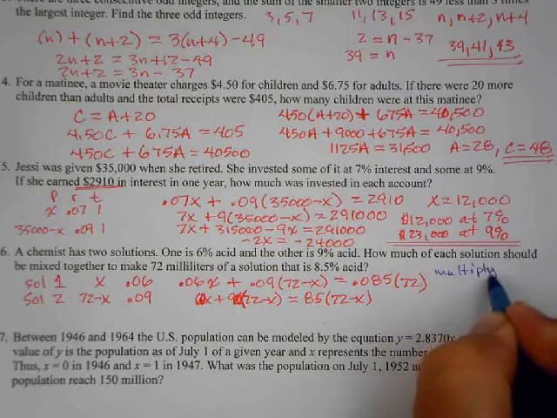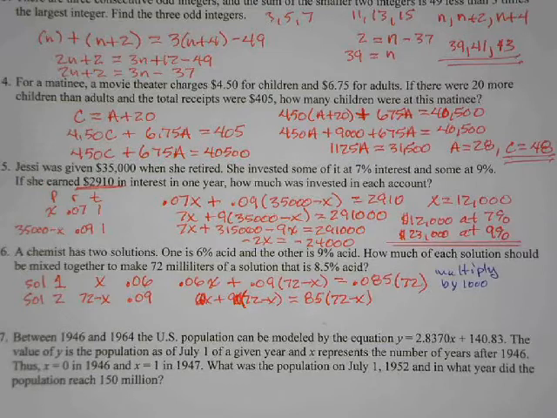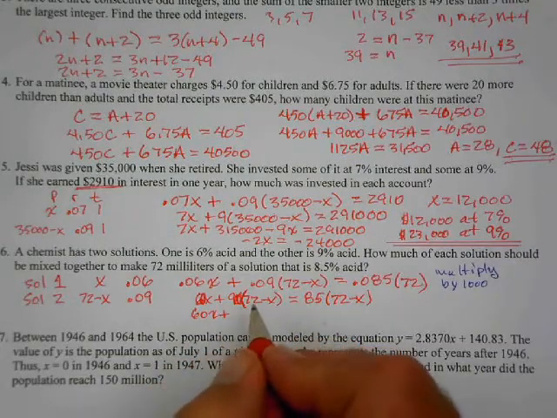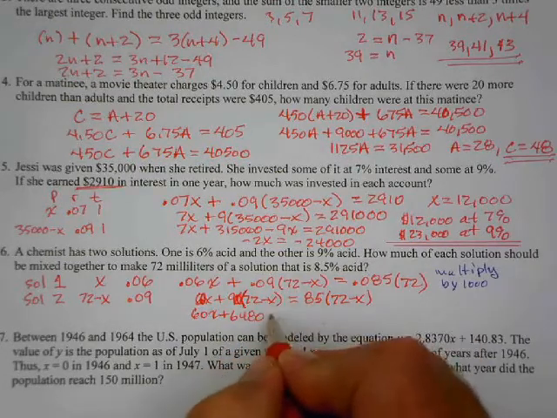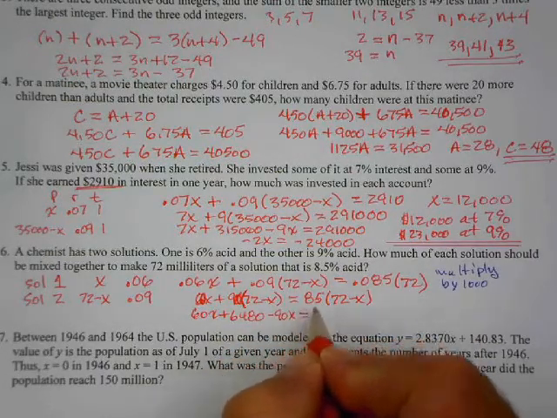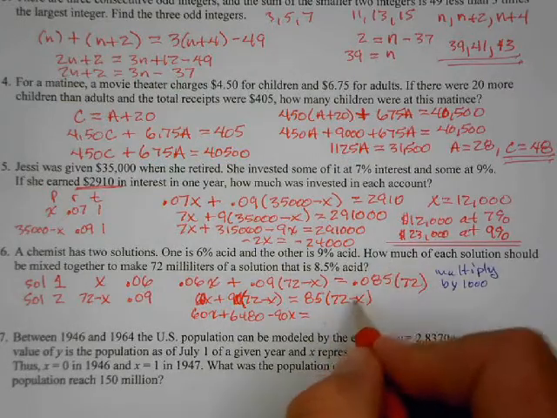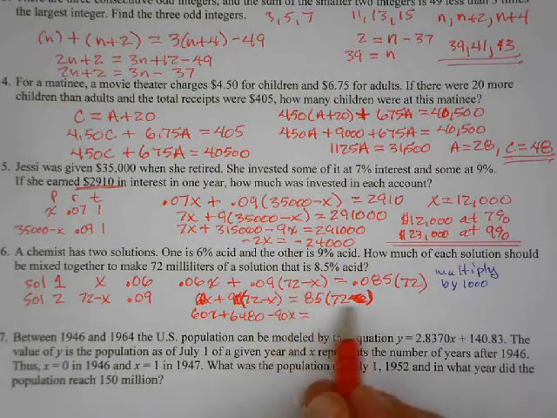All right, so now we can distribute. And I have my 60x plus 90 times 72 is 6480, minus 90x equals 85 times 72. Oh, wait, I didn't want this part here. Sorry about that. Going too fast. It's just 72, not 72 minus x. That part's 72. This is the total of 72. 85 times the 72 will give me 6120.